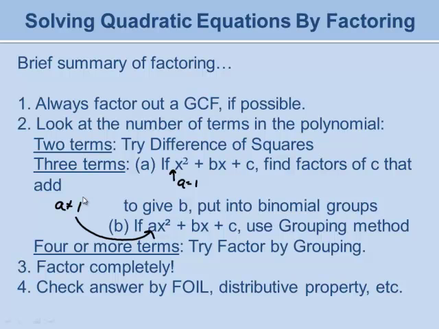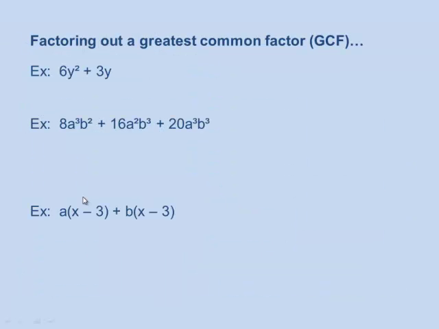Always factor completely, and it's always a good idea to check your answer by the FOIL method or the distributive property or whatever you like to multiply out polynomials to see if indeed you get the original polynomial that you started with. So let's review each of those quickly.